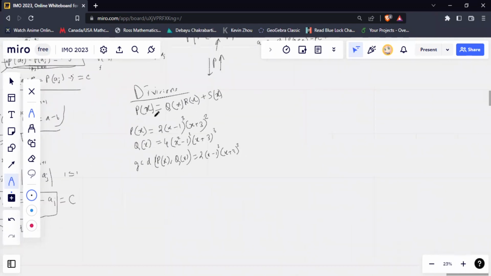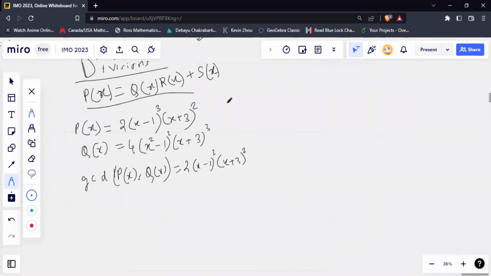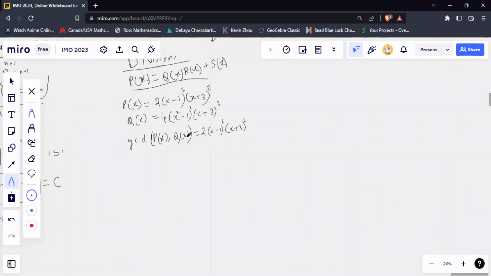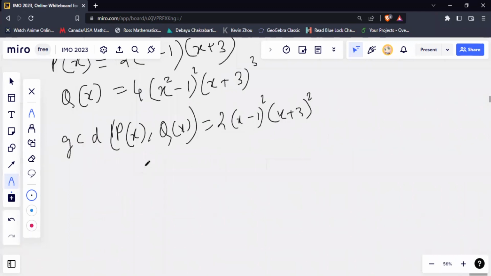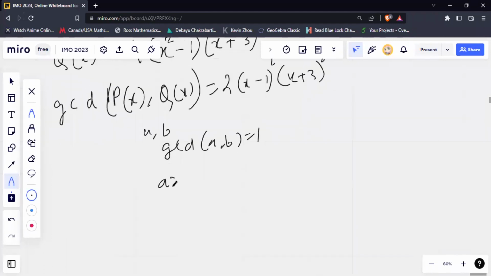Yes, and if you apply the division algorithm again and again, we had Bézout's theorem for normal numbers. If you have a, b, and the GCD of a, b is 1, then you have x and y such that this is true.